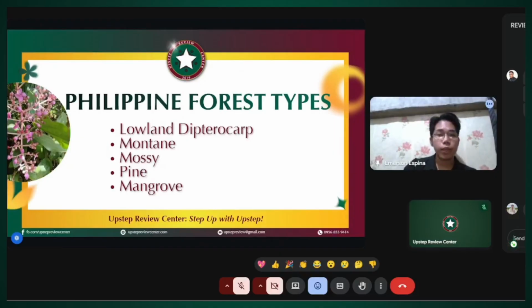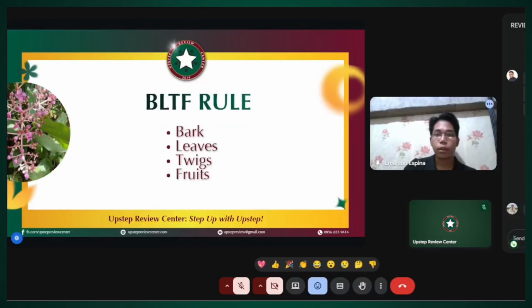Now that we understand where species occur, we will move forward into the most important practical skill in dendrology. This is species identification through morphology. And this is where many more questions begin as well. Let's move forward. So we have here the PLTF rule.